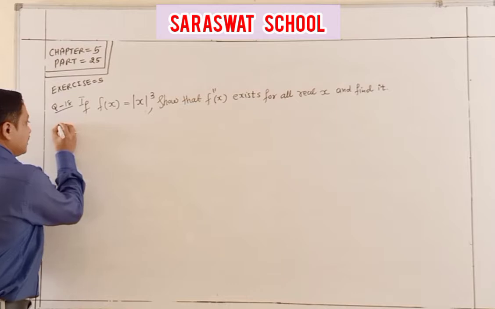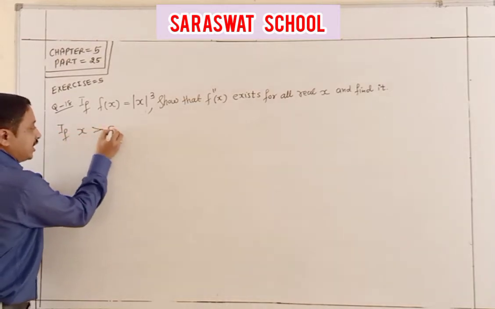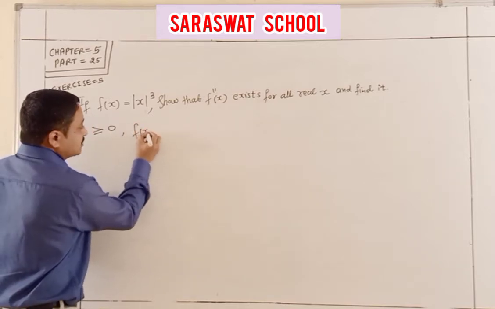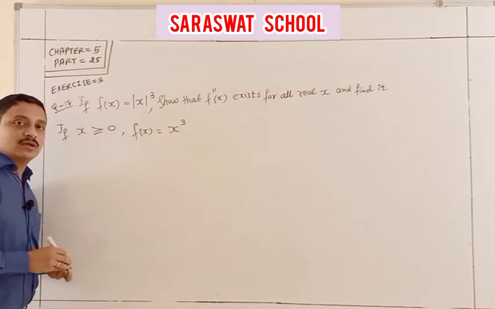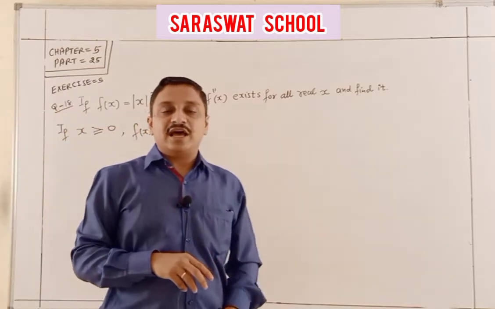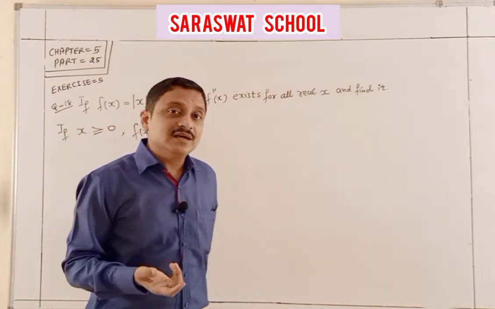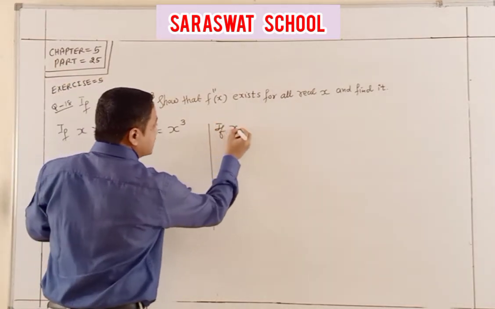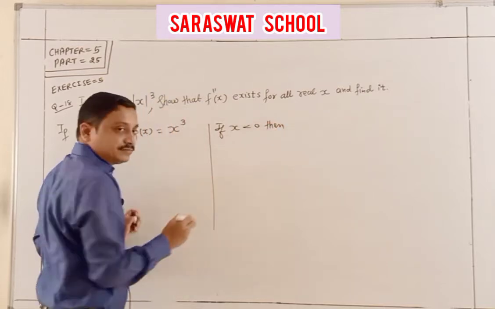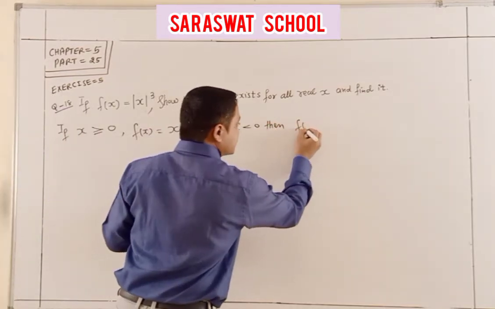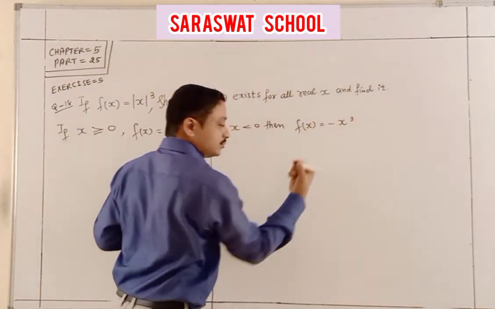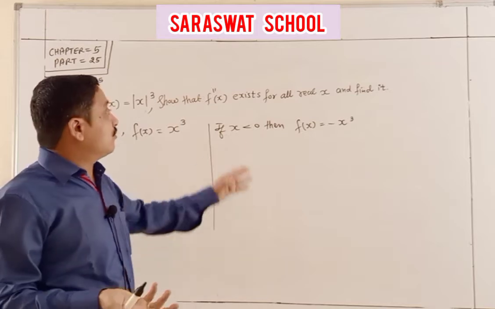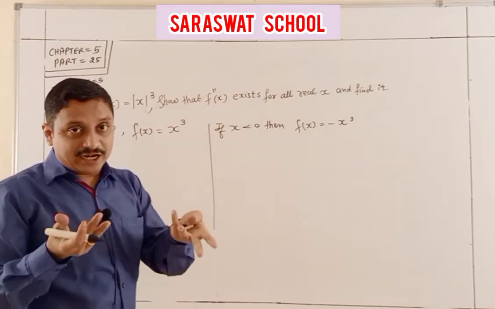First I start with x positive or 0, both are counted. So what is f(x)? Only x cube, because in the positive case f(x) is positive for modulus. Now the second case, if x is less than 0, then f(x) is minus x cube, and both of these are polynomial functions. So definitely our first derivative exists, and the second derivative also exists.